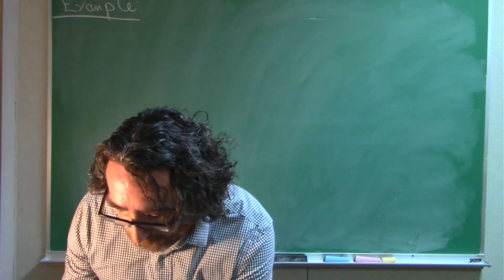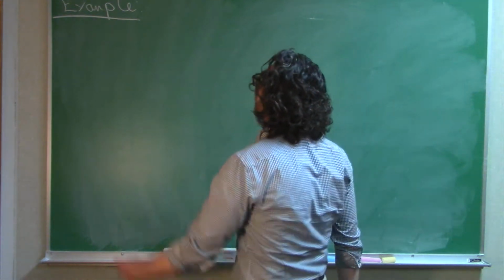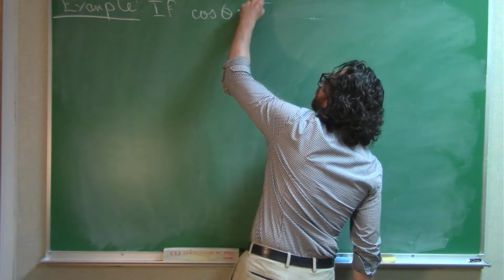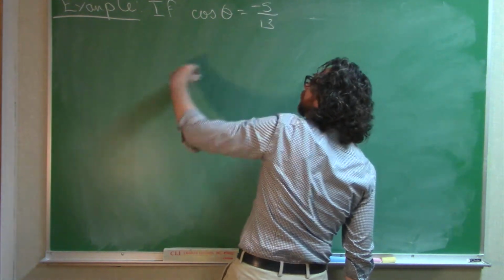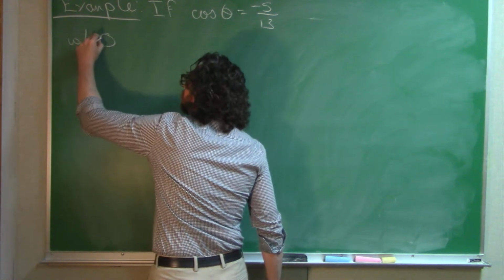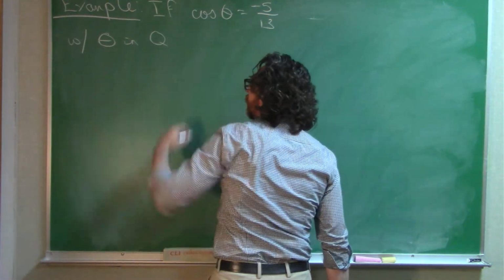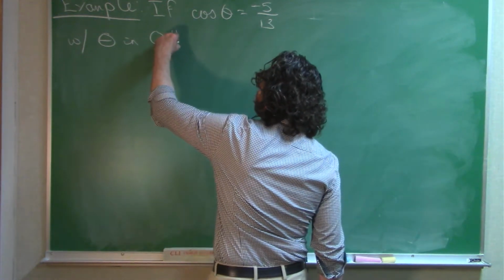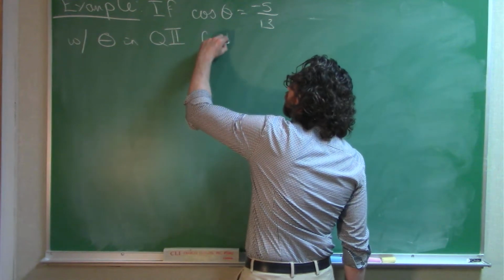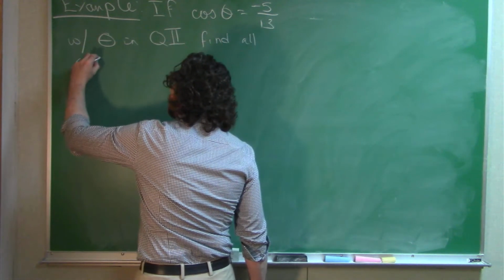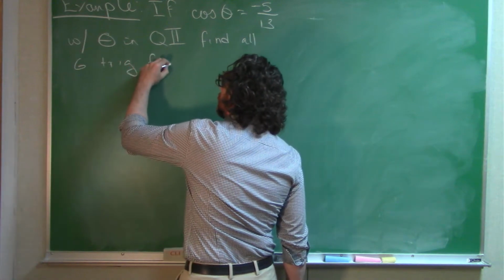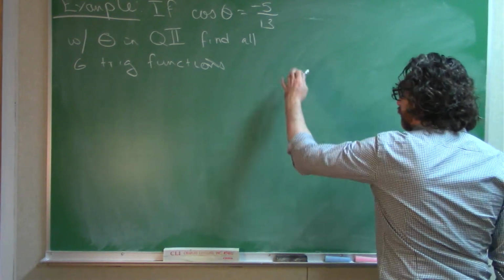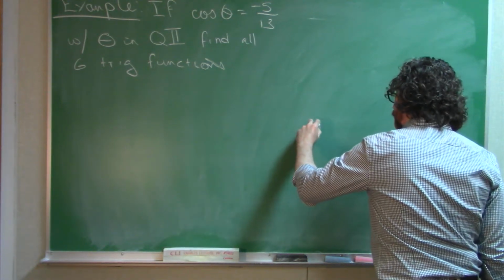Okay, so if cosine theta equals negative 5 over 13, with theta in Q2, find all 6 trig functions. Okay, I'm going to leave myself a little space to work things out. I'm going to write my answer down here.